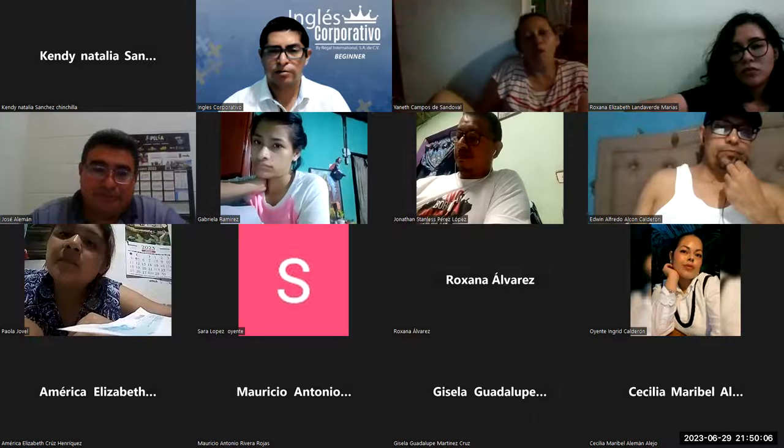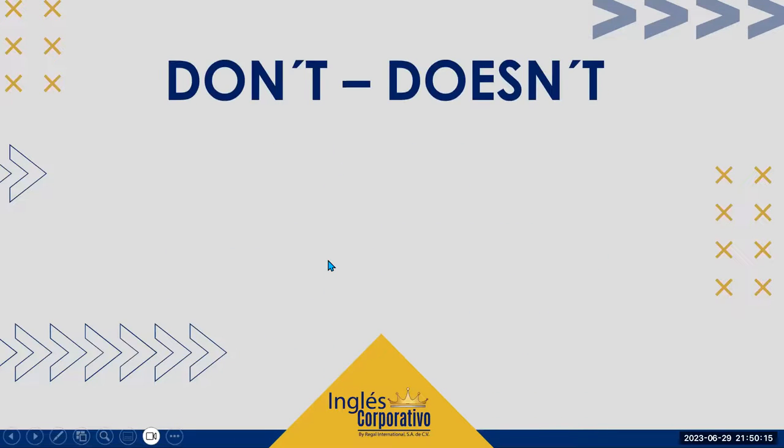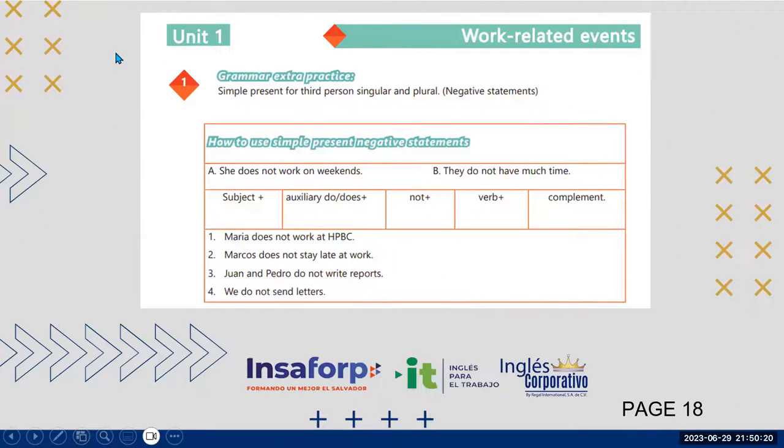I know that some of you want to participate. Okay, let us work this exercise that we have here. This is from the material. Grammar extra practice. Simple present for the third person singular and plural negative statements. How to use simple present negative statements? Letter A, she does not work on weekends. Letter B, they do not have much time. And we have the structure here. It is subject, auxiliary do or does, plus not, plus the verb, plus complement. And we have some examples here.